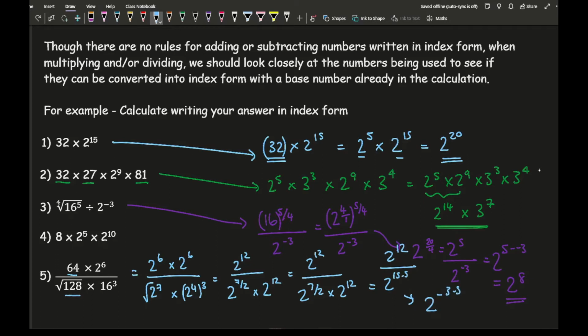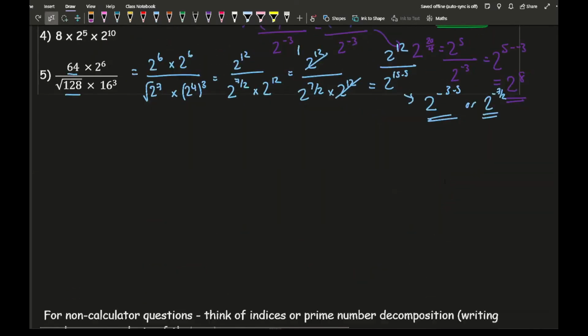Now alternative to that, what you could have done is simply cancel the 12s out, write it over 1, and then we've got the reciprocal of 2 to the power of 7 over 2, which is 2 to the power of minus 7 over 2, and any of those would be perfect as your final answer.